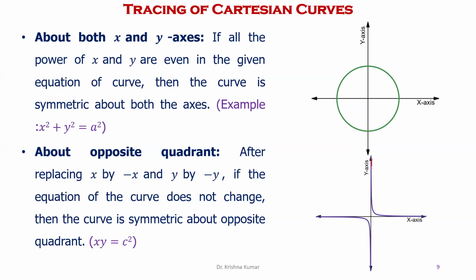rectangular hyperbola. So just look here, this is the shape of the rectangular hyperbola. Clearly, what is the shape in the first quadrant? We have the same shape in the third quadrant. So this is called symmetric about opposite quadrant.